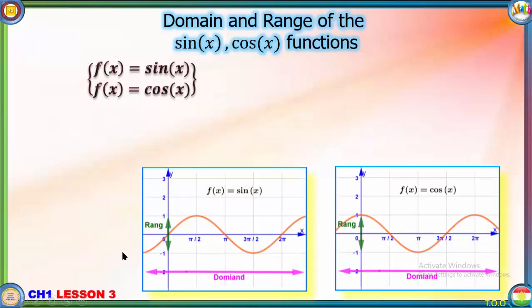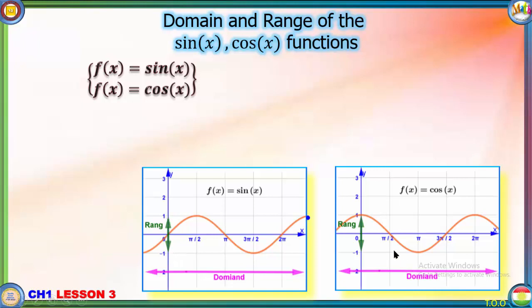As we can see, the sine is defined at all values of x. That means the domain is all real numbers, and the graph starts from -1 going up to 1 and coming down to -1, going up to 1, continuing in this way. That means the range is from -1 to 1.